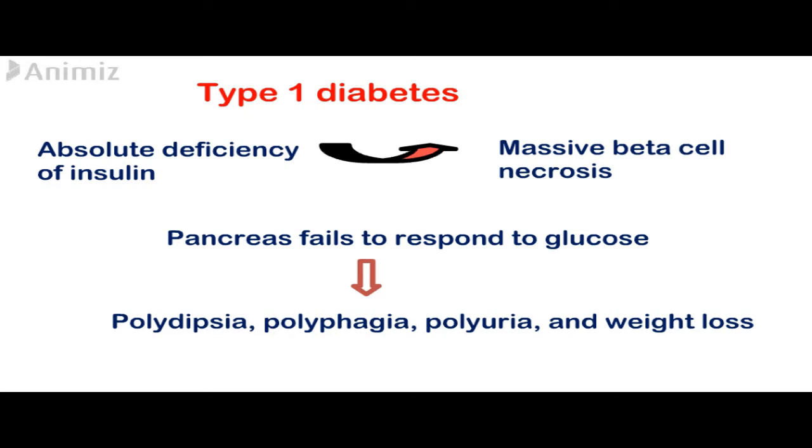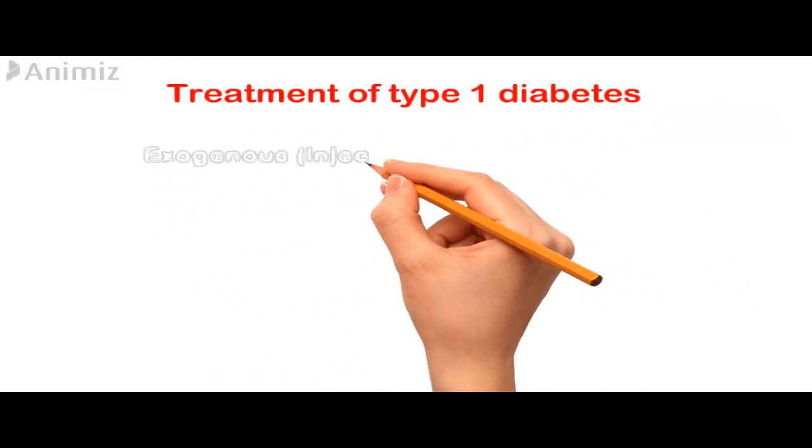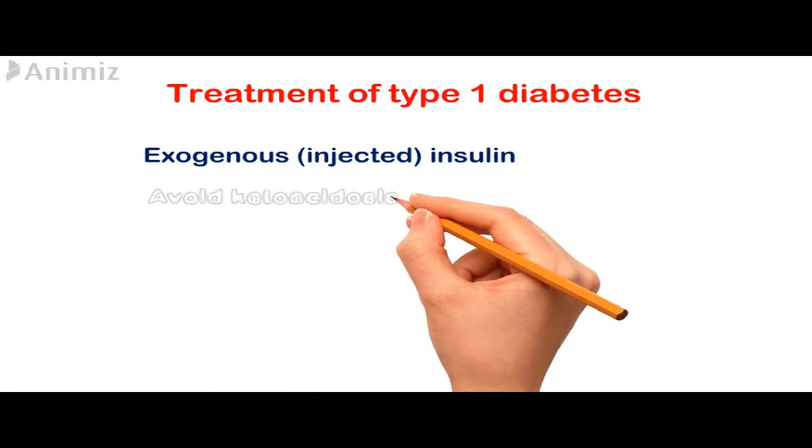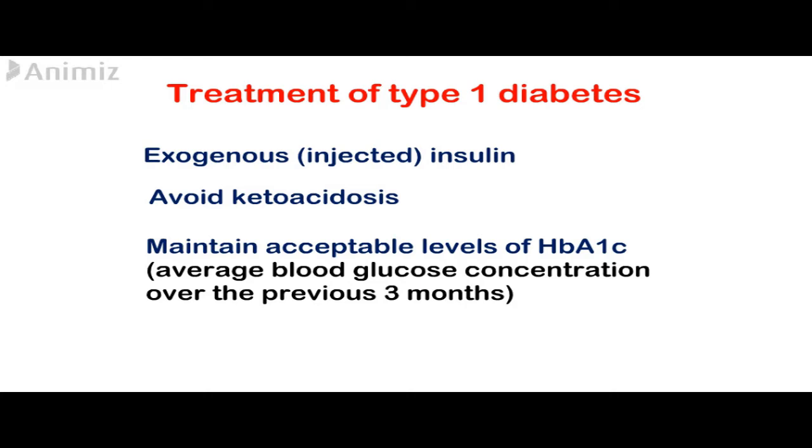As a result of the destruction of these beta cells, the pancreas fails to respond to the glucose, and type 1 diabetic patients show the classic symptoms of the insulin deficiency, which are polydipsia, polyphagia, polyuria, and weight loss. Now that you know what type 1 diabetes is, we will talk about the treatment options available to treat this type. Type 1 diabetic patients mostly require an injected insulin to control their hyperglycemia, to avoid ketoacidosis, and to maintain acceptable level of glycosylated hemoglobin, which we call HbA1c.